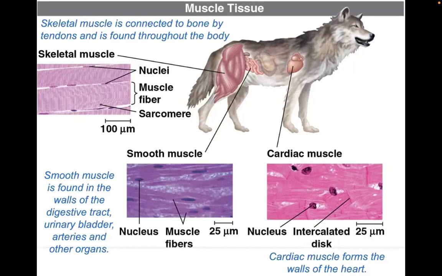Skeletal muscle is typically found connected to bone by tendons and is also found throughout the body. Cardiac muscle is specially located within the walls of the heart. Smooth muscle is found primarily in the walls of the digestive tract, urinary bladder, arteries, as well as other organs.